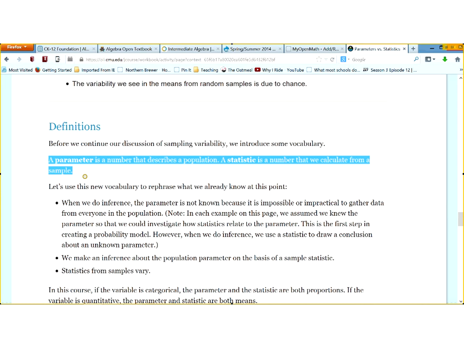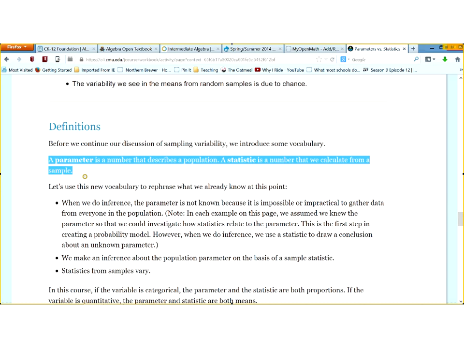So when I say something like describe the parameter and the statistic, in that case, I would say the statistic is the proportion of those who were sampled who support the death penalty. The parameter is the proportion of the entire population that supports the death penalty. So that's the difference between a parameter and a statistic.